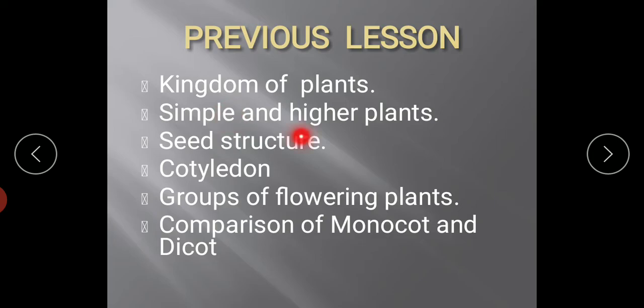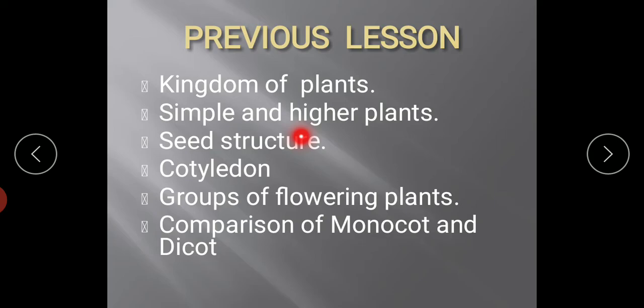Structure of seed. Seed has three parts: seed coat, embryo, and cotyledon. Seed coat is the outermost layer of the seed. It protects the internal parts of the seed from damage and drying out.